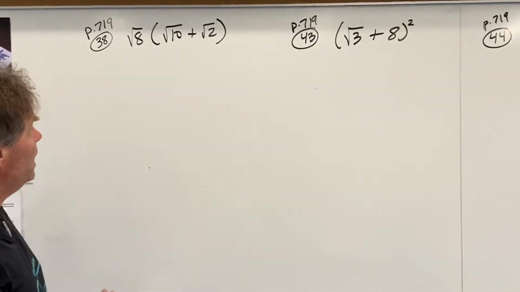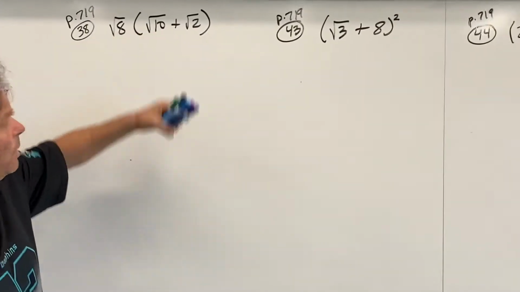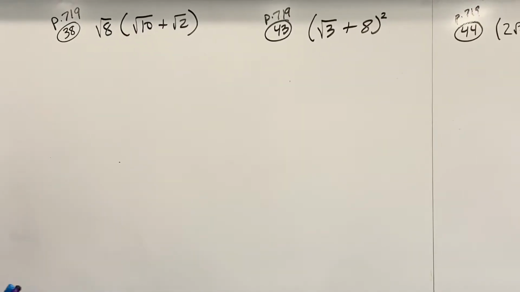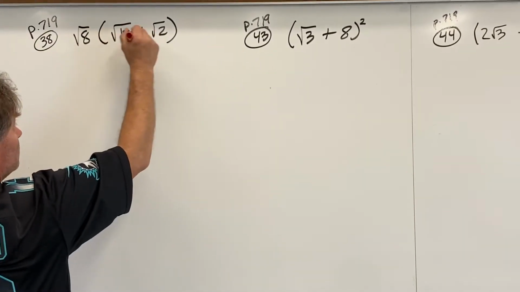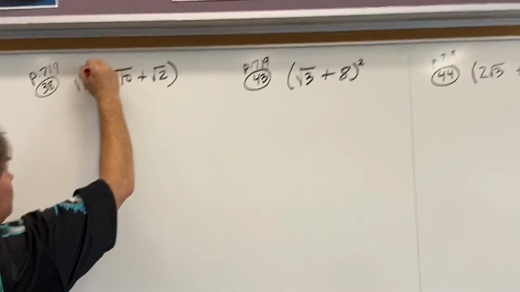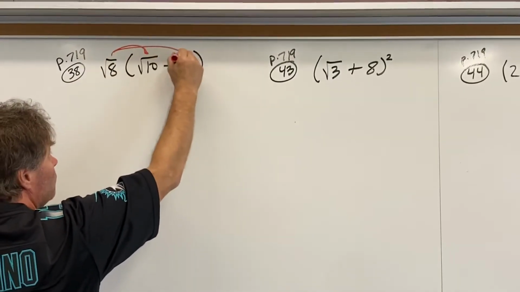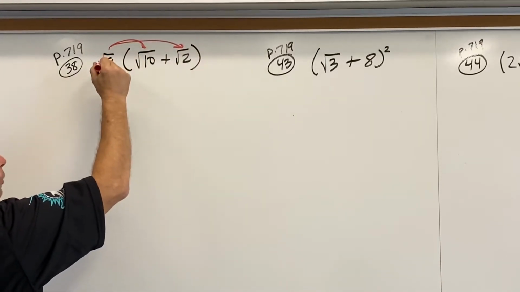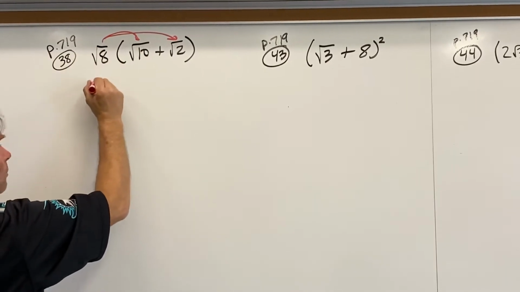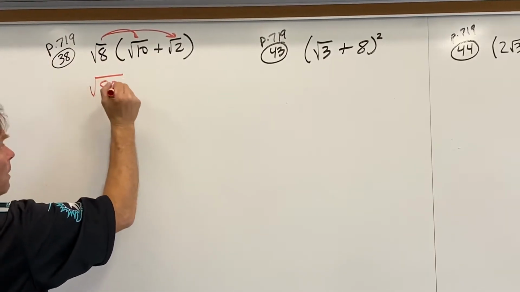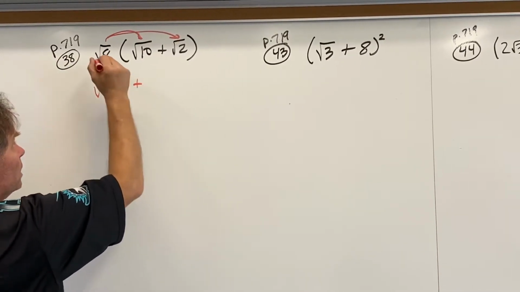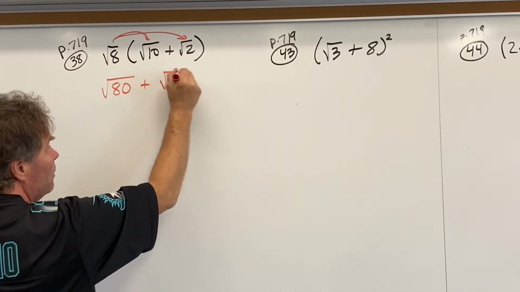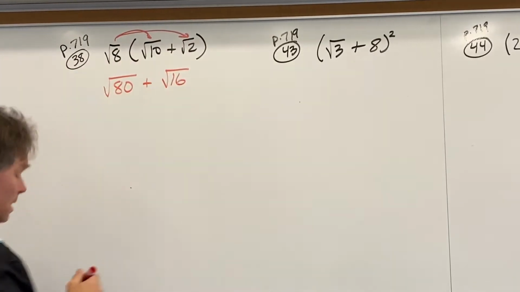Square root 8 times quantity root 10 plus root 2. Here's how it works. First of all, these are joined by a plus sign, so this is going to be the distributive property. We distribute the root 8 to both of these. Square root 8 times square root 10 is square root 8 times 10, which is square root 80. Plus square root 8 times square root 2 is square root 8 times 2, which is square root 16.